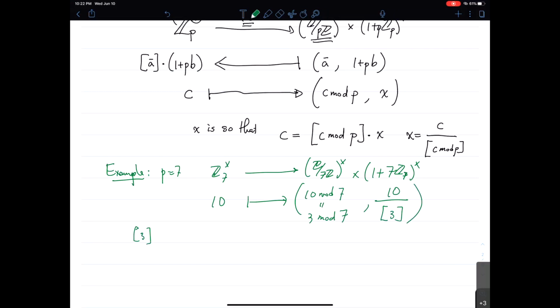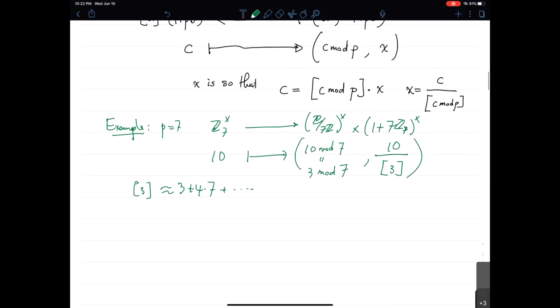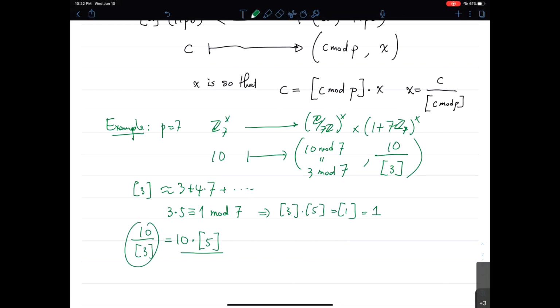Bracket 3, I think I gave last time the expression of this, is roughly speaking 3 plus 4 times 7 plus something. But I want to divide by this. I could do the division, but it's a little bit inconvenient. So maybe I note that 3 times 5 is congruent to 1 mod 7. So this tells you that 3 times 5 is the Teichmuller of 1, which is just 1. Therefore, 10 divided by Teichmuller of 3 is 10 times Teichmuller of 5.